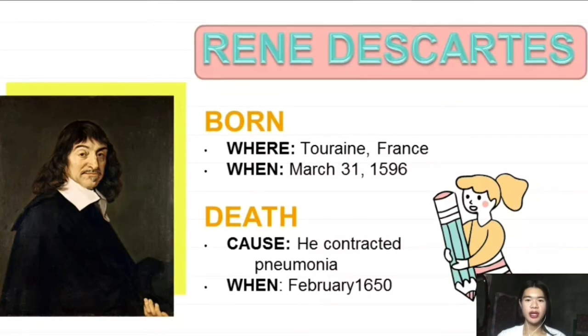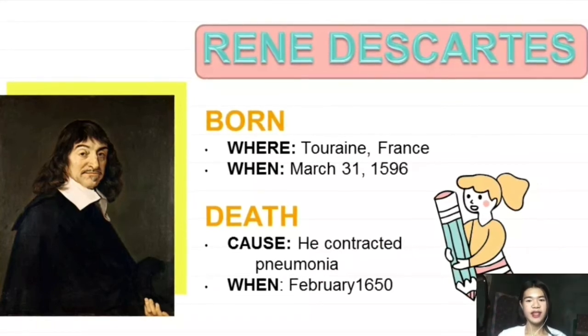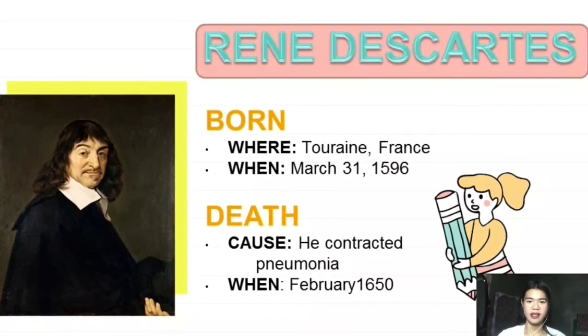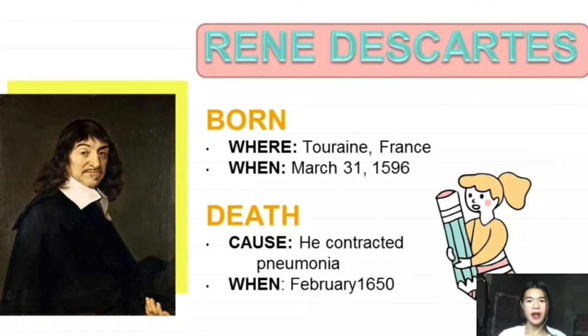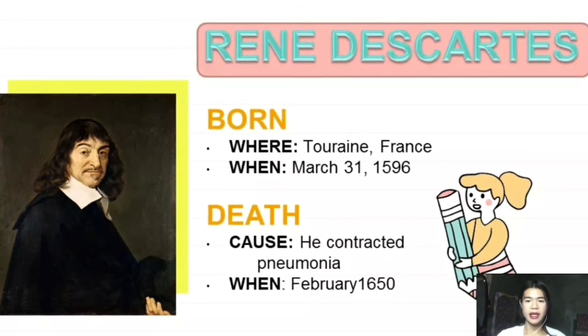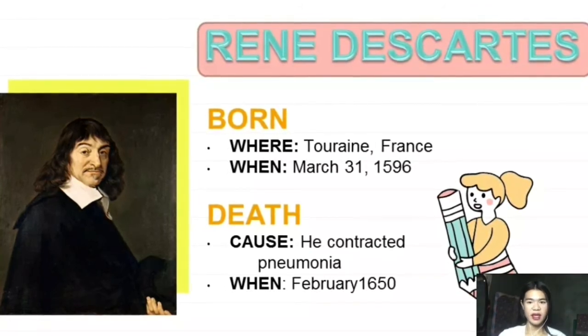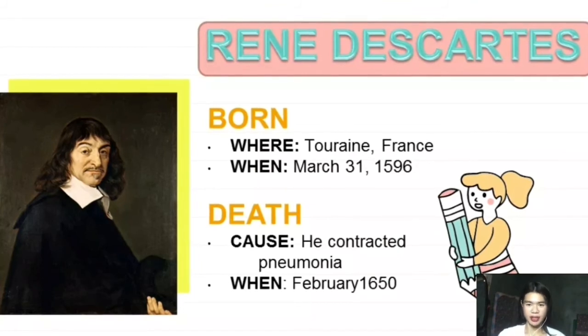René Descartes was born March 31, 1596 in Turin, France, and at the age of 54, René Descartes died in February 1650, after he contracted pneumonia.